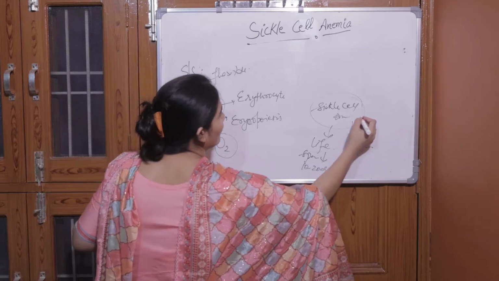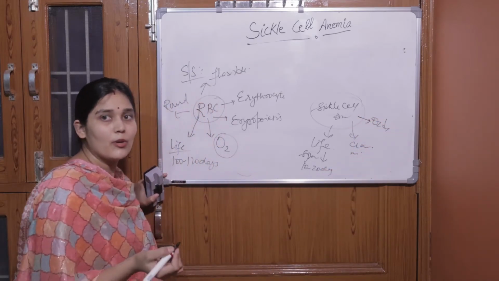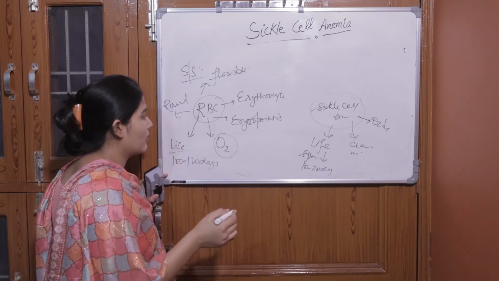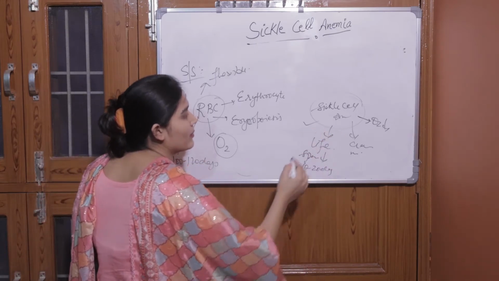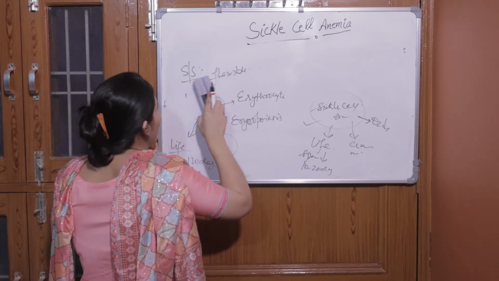Second, the oxygen carrying capacity is also decreased because of the change in the structure or shape of the RBC. So what are the signs and symptoms? Now we will be discussing that.